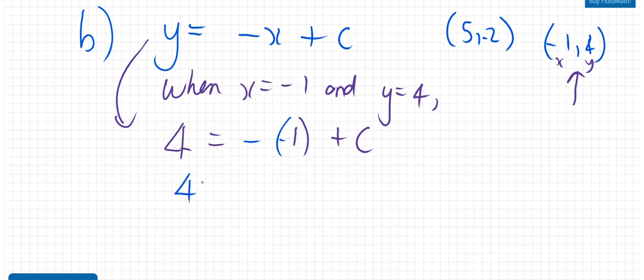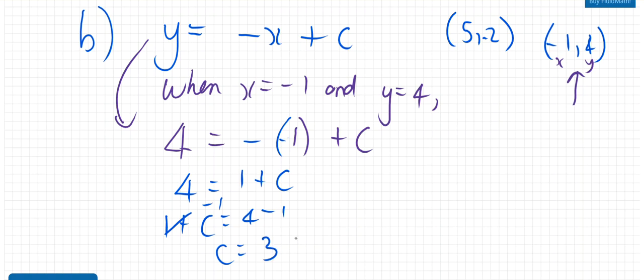So I'm going to have 4 equals 1 plus c. Now, if you prefer working with the variables on the left-hand side, we will have 1 plus c equals 4. I haven't changed anything. I've just rewritten it so the c's on that side. And now I have to minus 1 on both sides because it's a positive 1. So c is equal to 3.